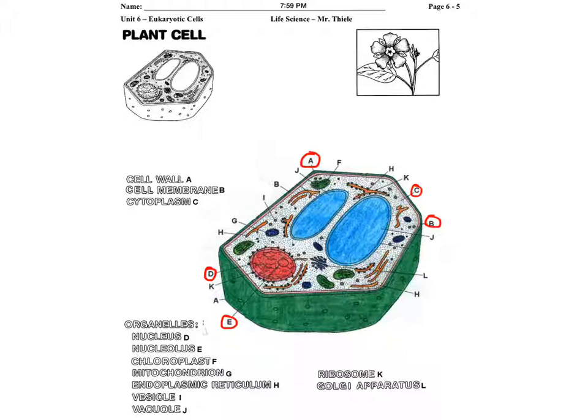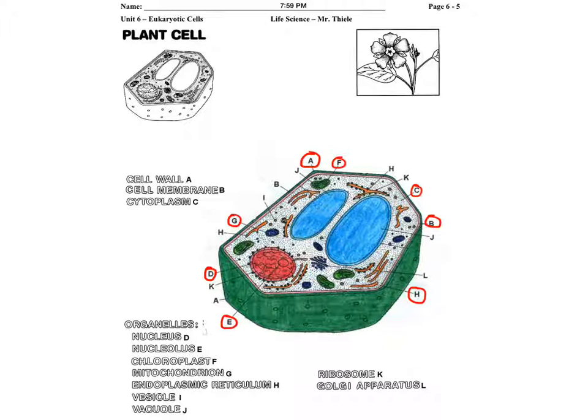Next we have chloroplasts, which are unique structures to plant and algal cells, and those are labeled with the letter F up here. I had you color those a lighter green color, a little lighter than the cell wall. The next structure are the mitochondria, plural. Those are labeled G, and those I had you color dark blue. After the mitochondria, we have the endoplasmic reticulum. Those are labeled H, and we have both smooth and rough endoplasmic reticulum.